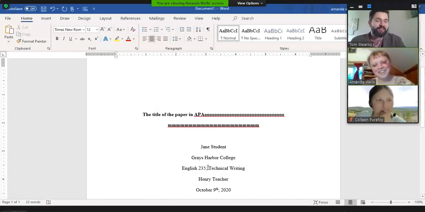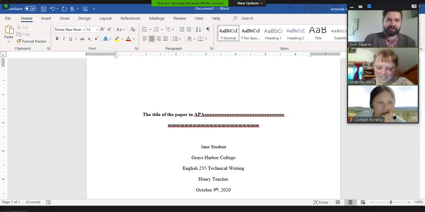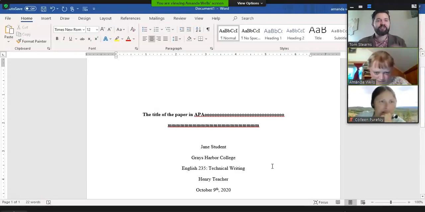Here's a rule of thumb for semicolons, and this is helpful for recognizing how. Semicolons separate information. Colons connect information. Yes, and so technical writing is English 235. So you're making a connection there, not a separation.